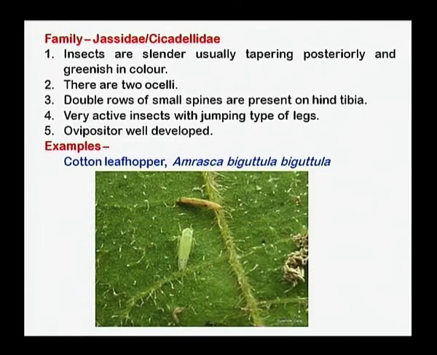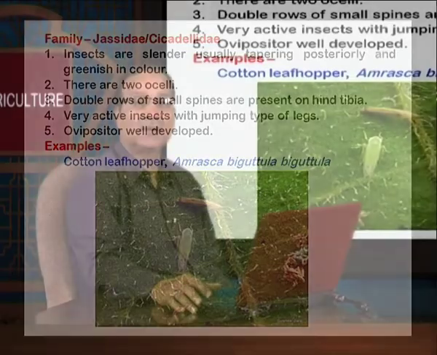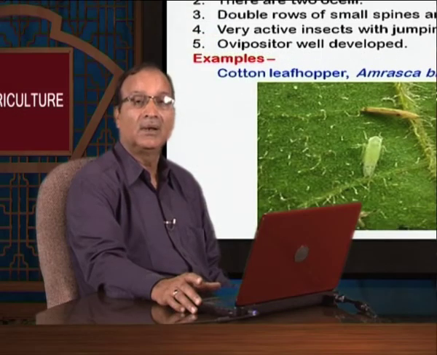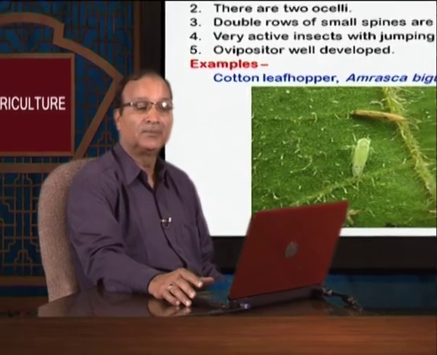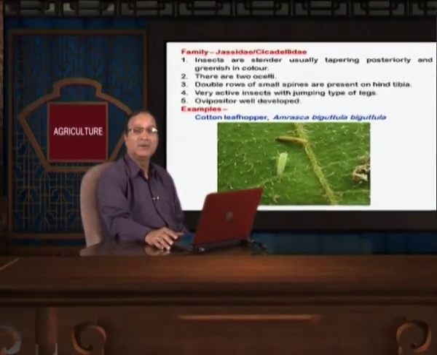Next family is Jassidae, which is also known as Cicadellidae. Insects are slender and usually tapering posteriorly and mostly greenish in color. There are 2 ocelli present. Besides this, double rows of small spines are also present on the tibia of the hind legs. It means spine-like structures are present on the hind leg. They are very active insects with jumping type of legs.